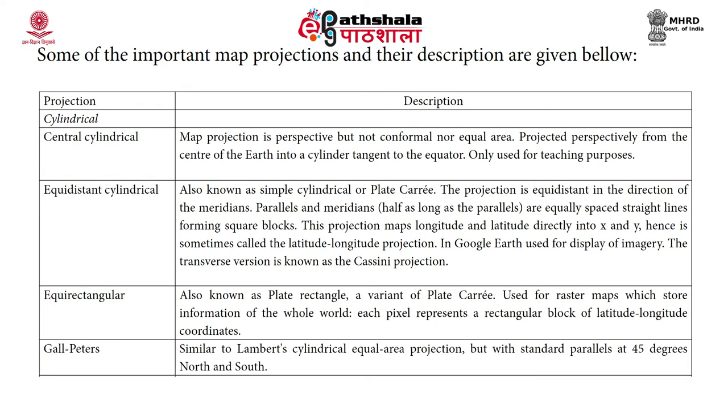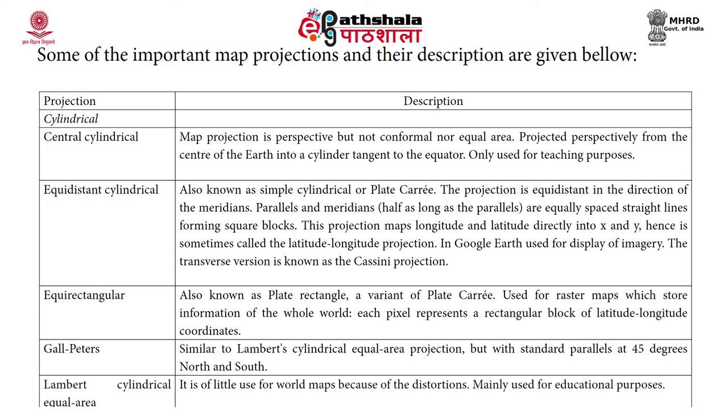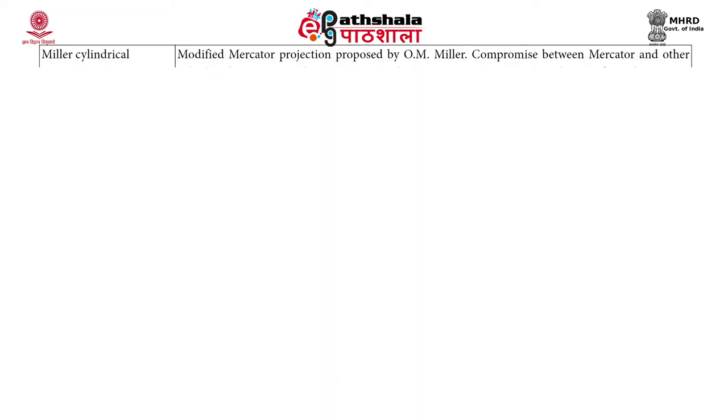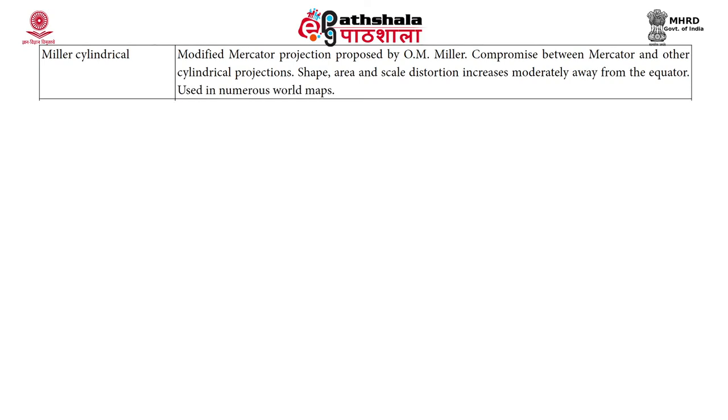Similar to Lambert cylindrical equal area projection, but with standard parallels at 45 degrees north and south. The next is Lambert cylindrical equal area projection. It is of little use for world maps because of the distortion, mainly used for educational purposes. The next is Miller's cylindrical, a modified Mercator's projection proposed by O.M. Miller. A compromise between Mercator and other cylindrical projections in shape, area, and scale. Distortion increases moderately away from the equator, used in numerous world maps.